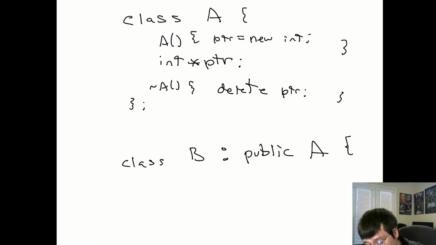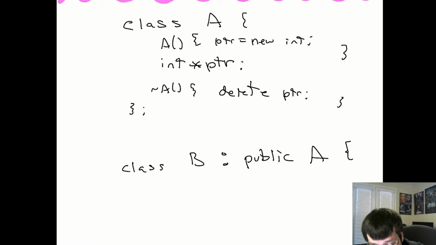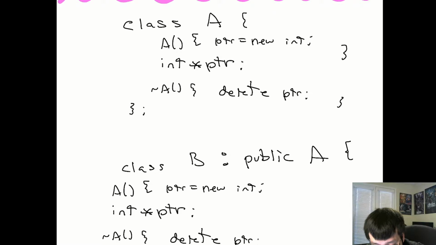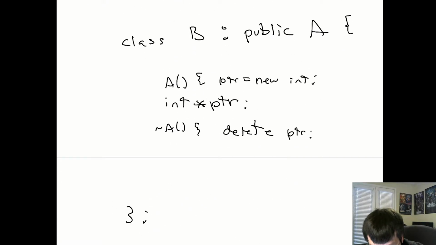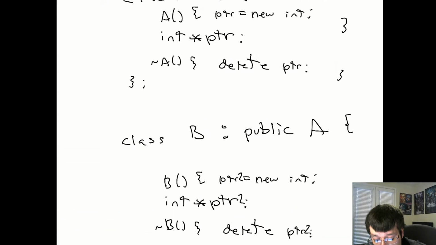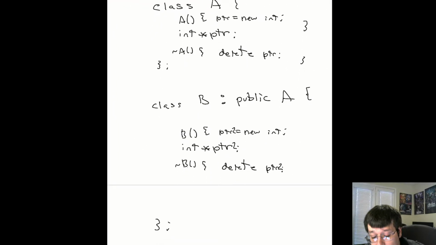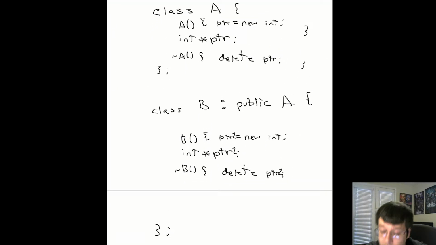And so now let's go ahead and make class B. In class B, it's inheriting from A, but more than just inheriting from A, let's add something to make it interesting. So we're going to have a constructor and a destructor, and they're also going to be doing the same thing, but we're going to call this PTR2. Okay, so now we have the PTR from class A, but we have another pointer from class B. So basically class B has two integers and two integer pointers, which are pointing to data, hopefully.